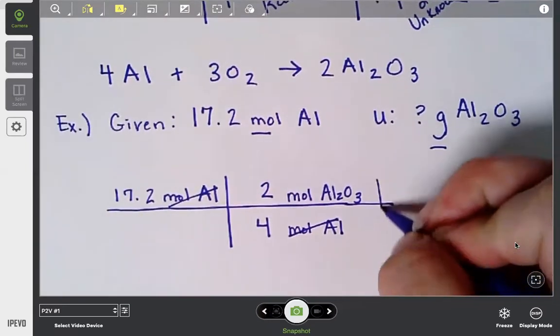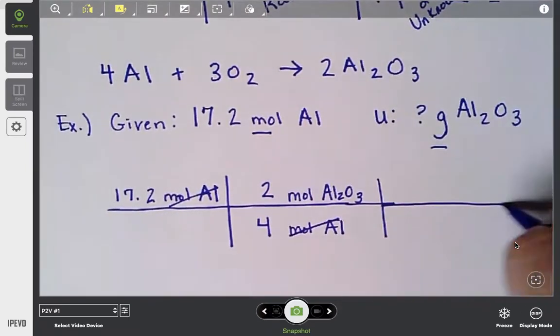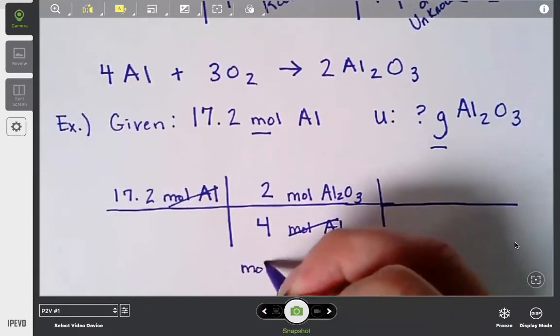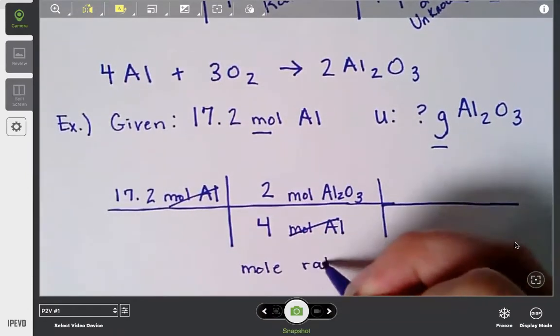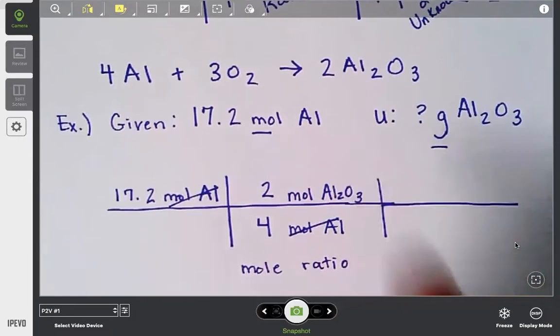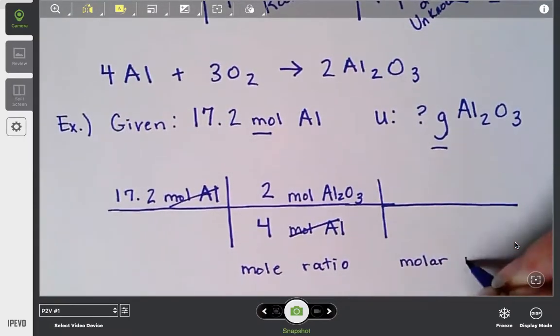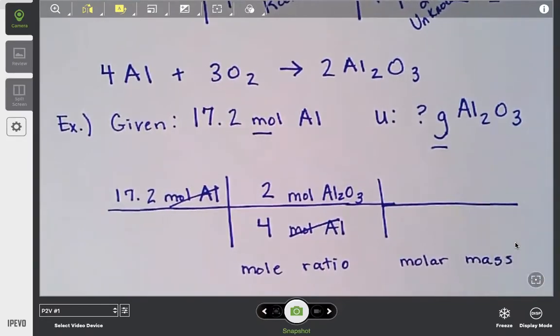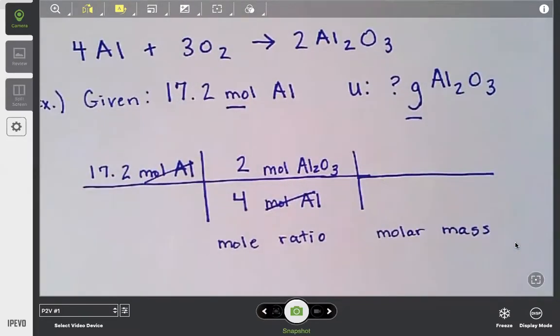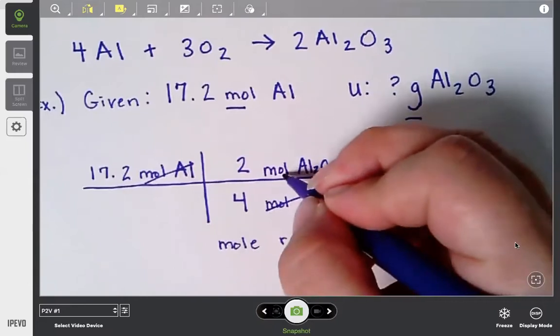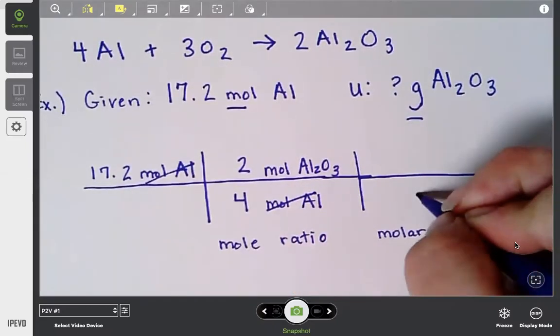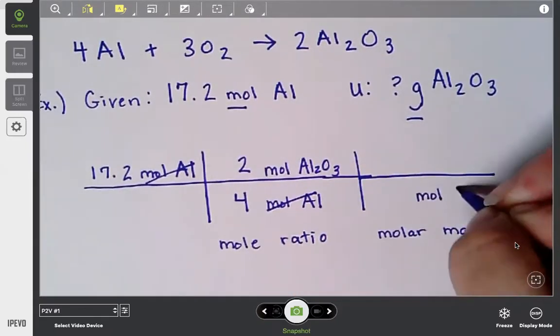So in this case, we're going to extend. So here's my mole ratio. This is allowing me to go from one compound to a different one. And then this step is going to be my molar mass. That is how I convert between moles of a compound to grams of a compound. If I have moles here, what do I have to have here? Moles.